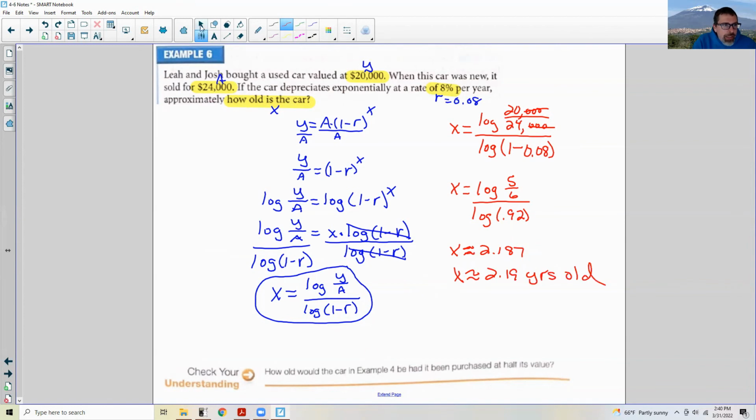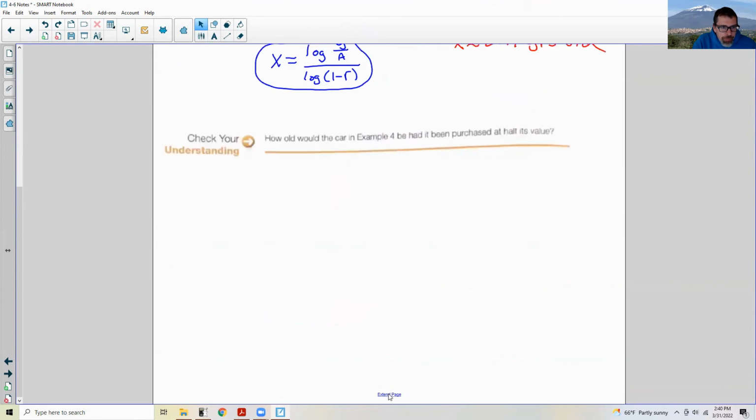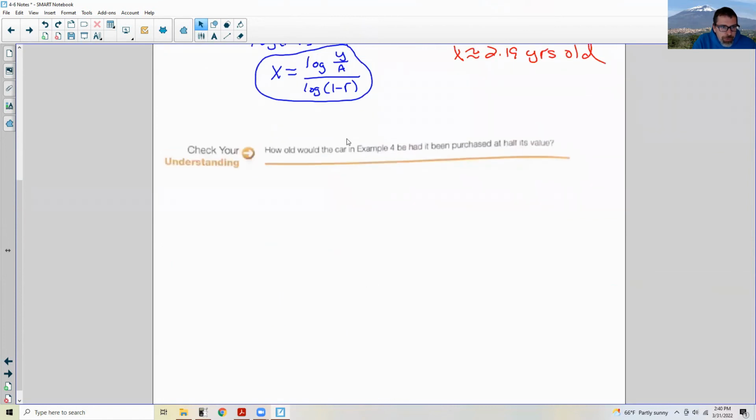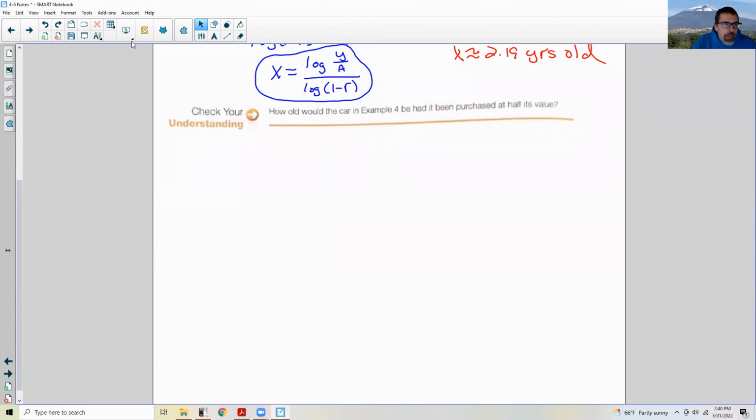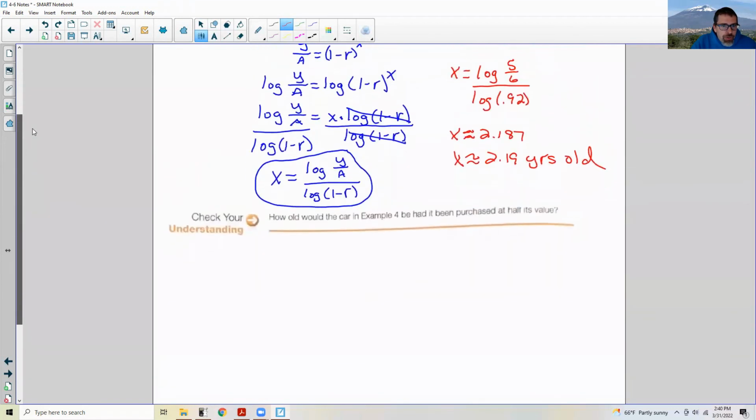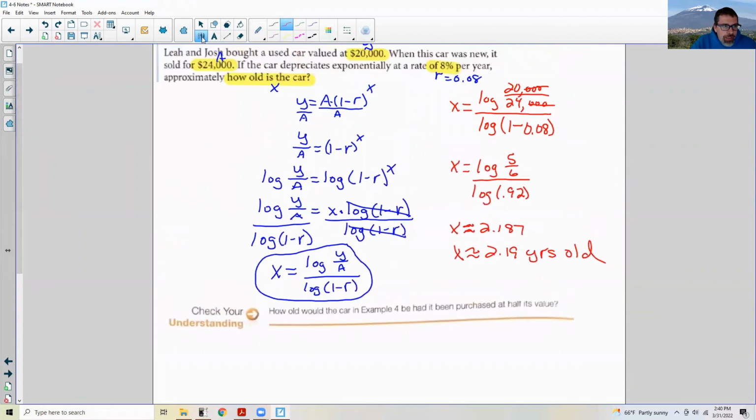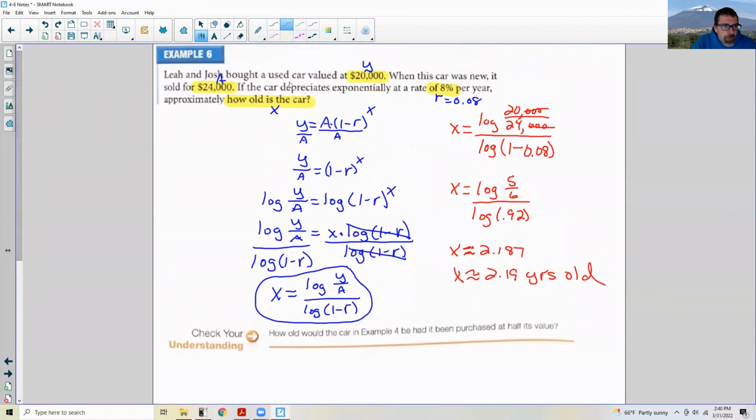Now check your understanding. Do you understand? Let's slide this up here so we can see our new formula. Solve for X. Now it says, how old would the car in example 4B have been had it been purchased at half its value? Okay, so what they're saying is, what's going to change here? The Y, right here, this 20,000. The original value is 24. So in this example here, it'd be like doing this problem here where this is 12,000. Okay, and where was the 20?